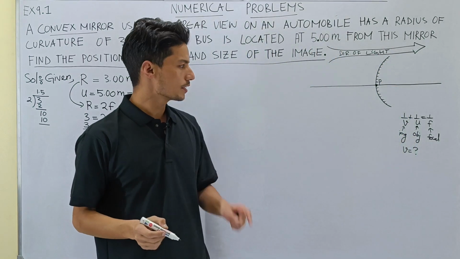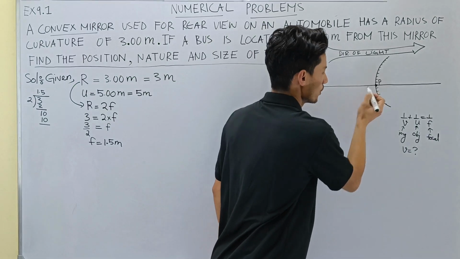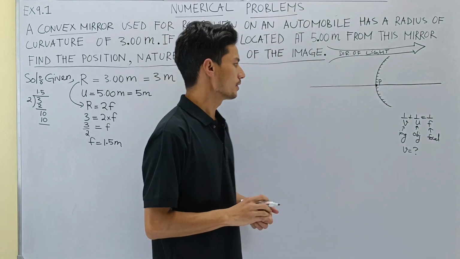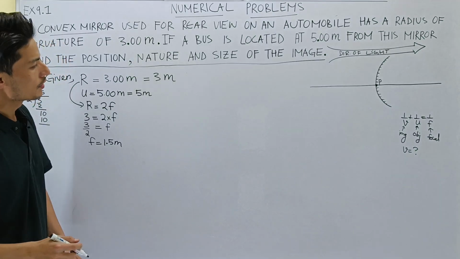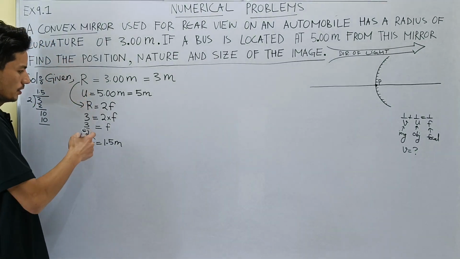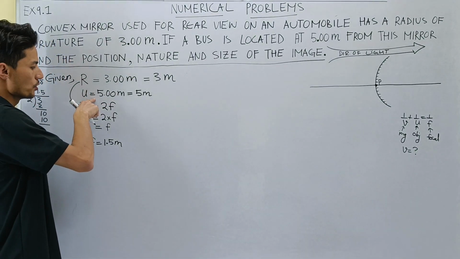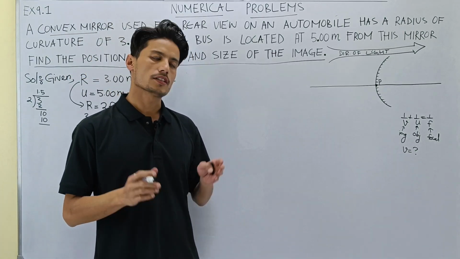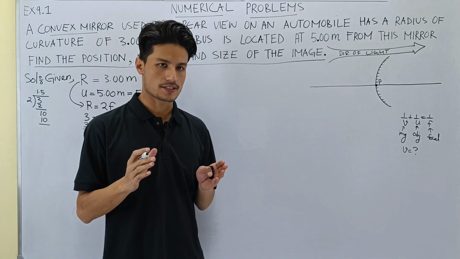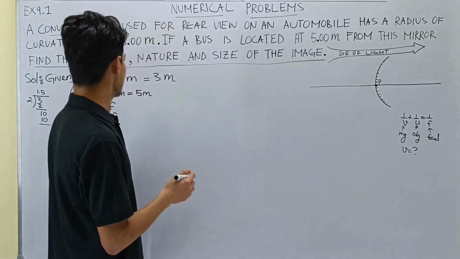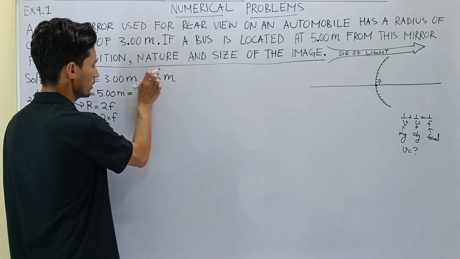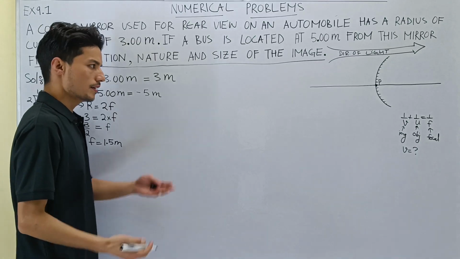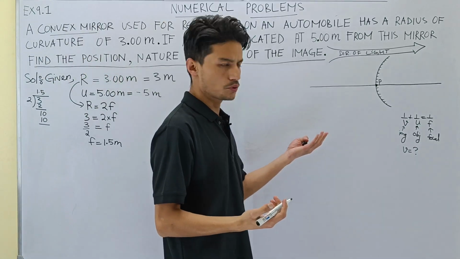Another very important thing to remember is the pole, because all measurements start from the pole. So the pole is very important. Now, let's first find the sign for u. I told you earlier that object distance will always be minus. So you can straight away write minus 5 meters. Let's check, should it be minus?